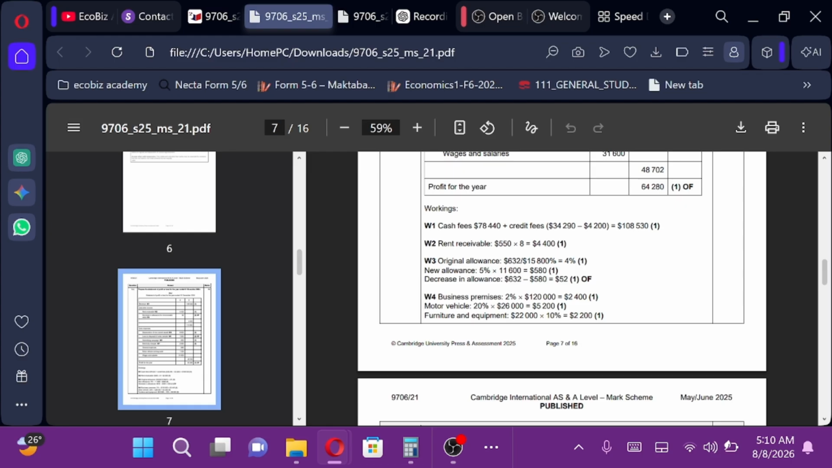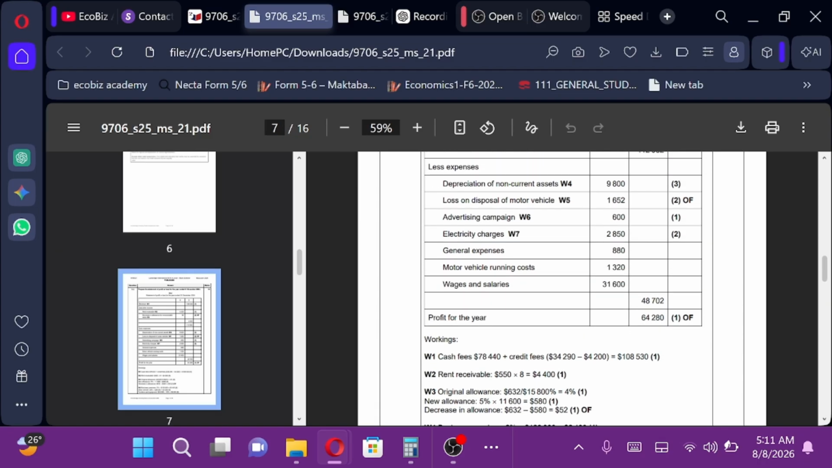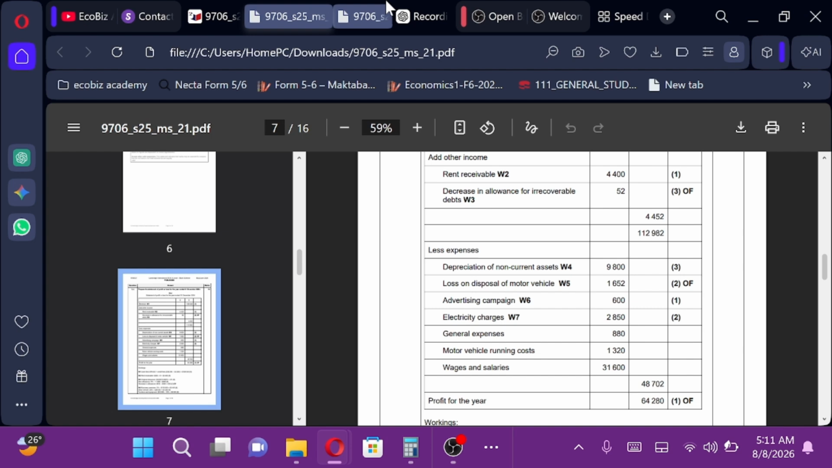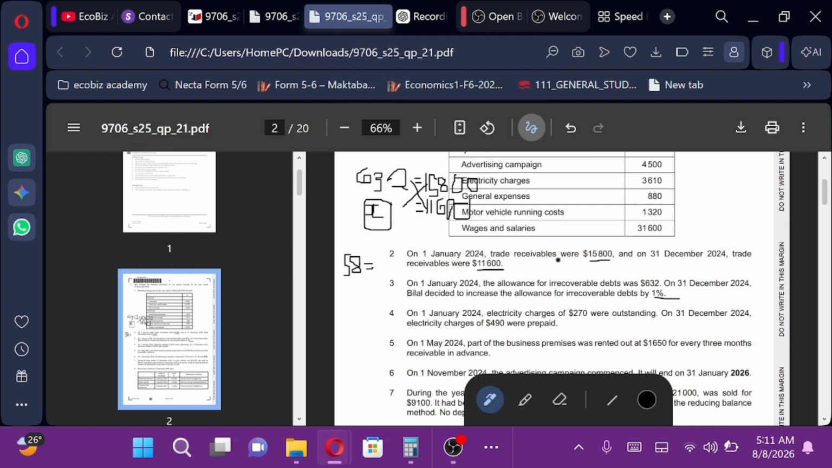So this is the original allowance. We plus the 1 to get to 5%. Then we times it by 11,600 to get 580. Then we minus to find the decrease in amount. 632 subtract 580, we get $52. Now that is our income.